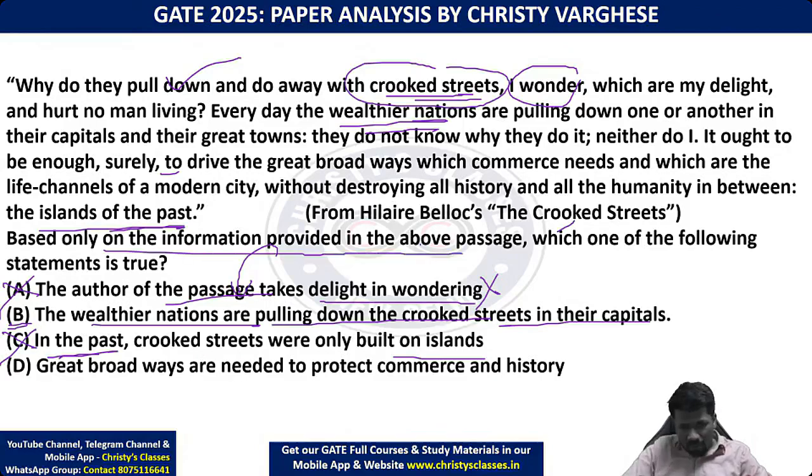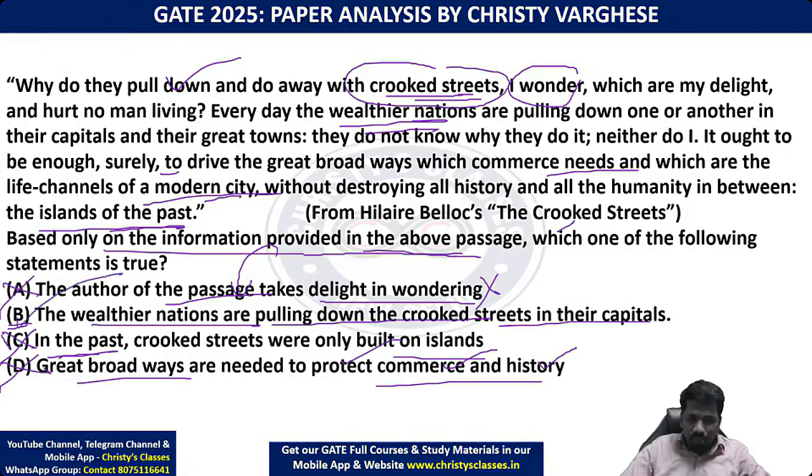Based only on the information provided in the passage, we need to find the answer. Option D: great broadways are needed to protect commerce and history. That also is not mentioned. To drive great broadways which commerce needs and which are life channels of a modern city, that is mentioned. But that they are needed to protect commerce and history is not mentioned. So option D is wrong. So option B is the best choice. By option elimination, this question was easy.